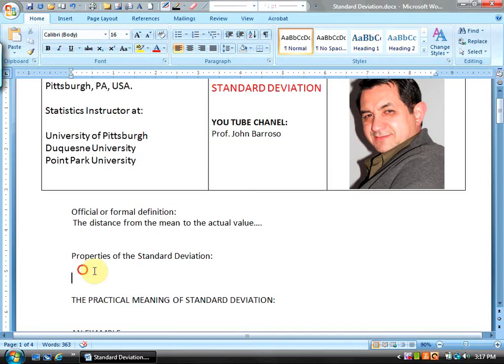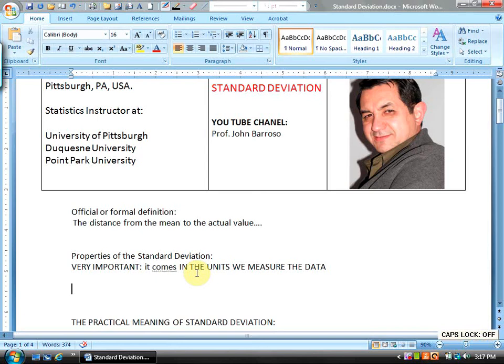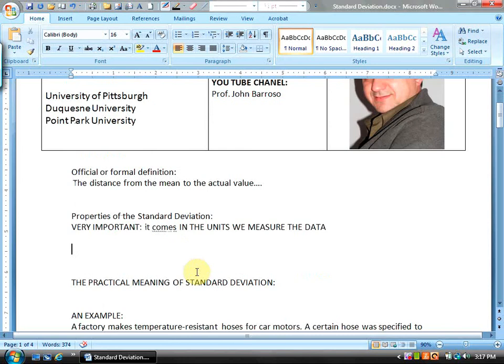Whatever the standard deviation is, one very important thing about it is that it comes in the units we measured the data. Why is this important? Well, think of it. If you measured height in inches, let's say the average is 79 and the standard deviation is 2, that number 2 means 2 inches. It's an important thing you'll see in a minute.